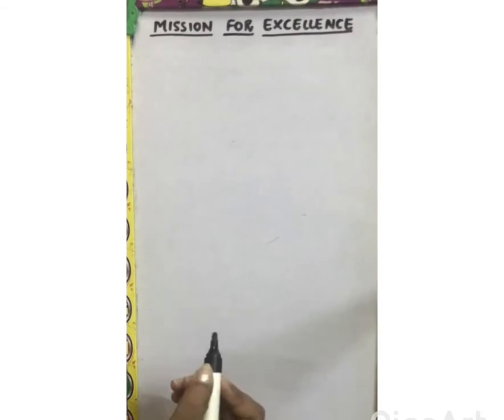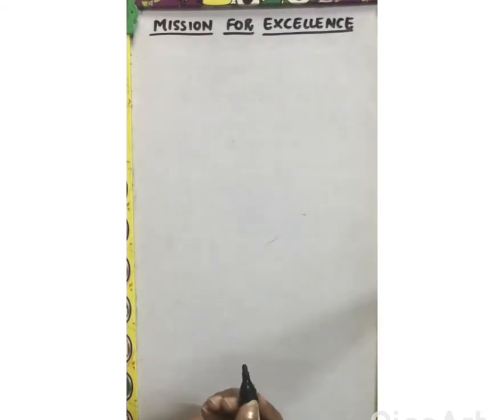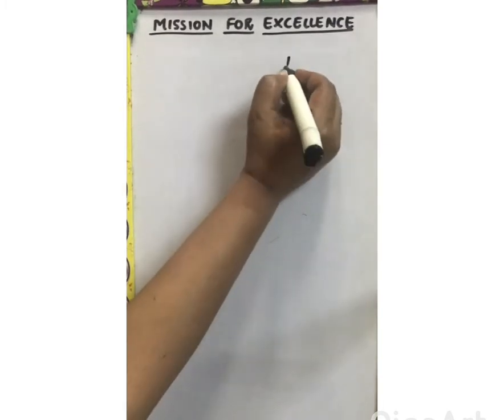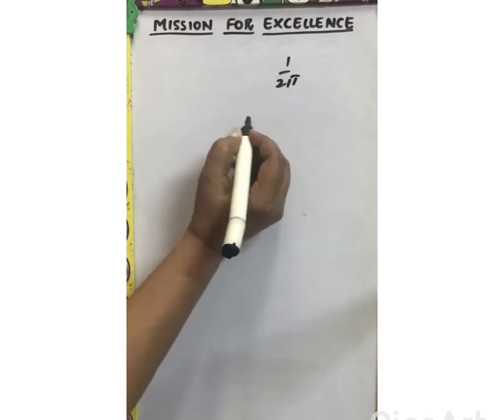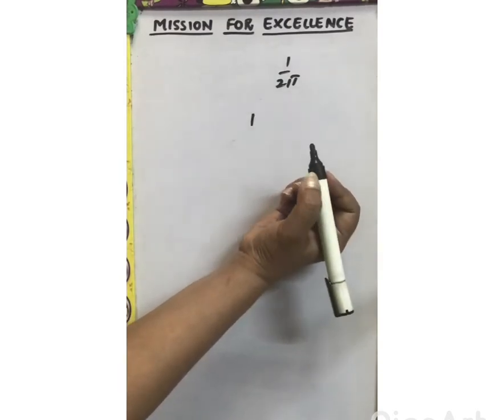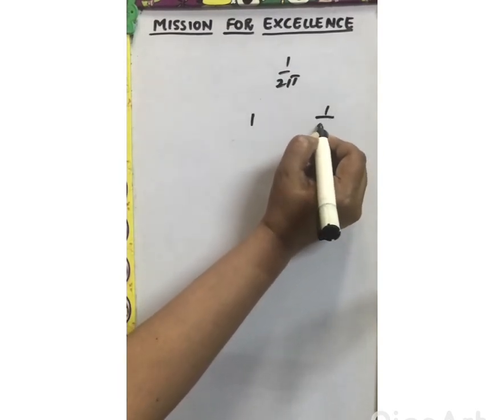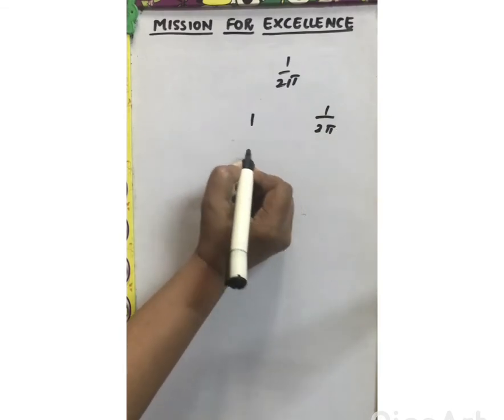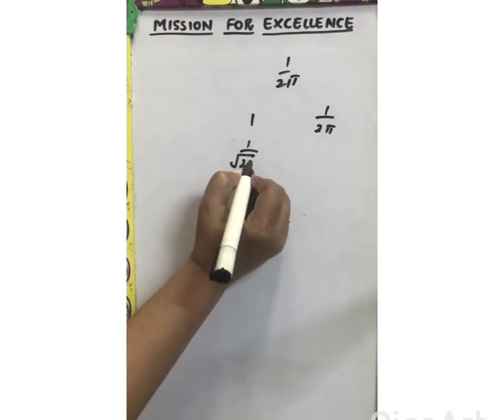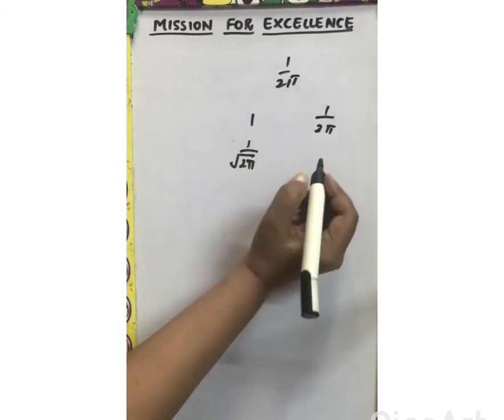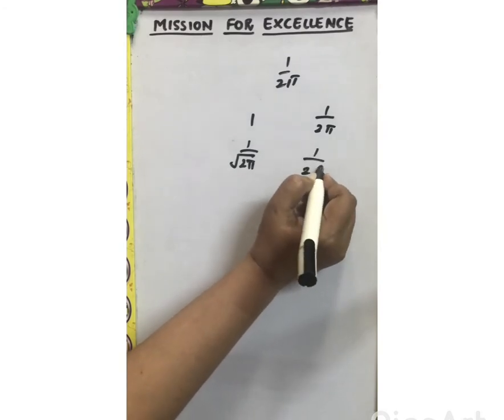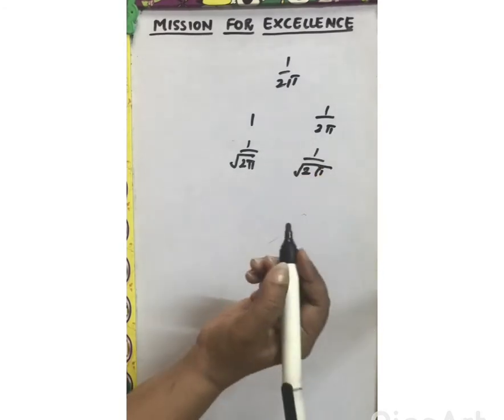As we discussed in the case of Fourier transform, the product of the coefficients of the integral must be 1 by 2 pi. So if we take 1 in the Fourier transform, then we take 1 by 2 pi in the inverse. If we take 1 by root 2 pi in the Fourier transform, then we take 1 by root 2 pi in the case of inverse Fourier transform.